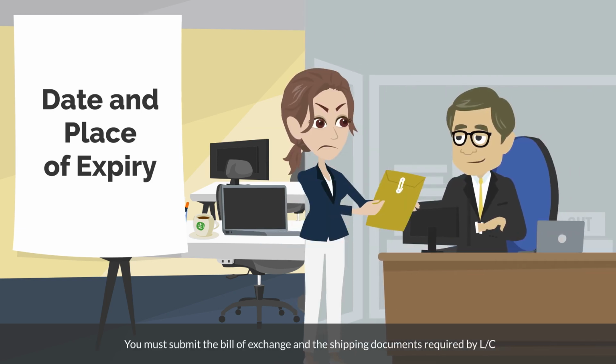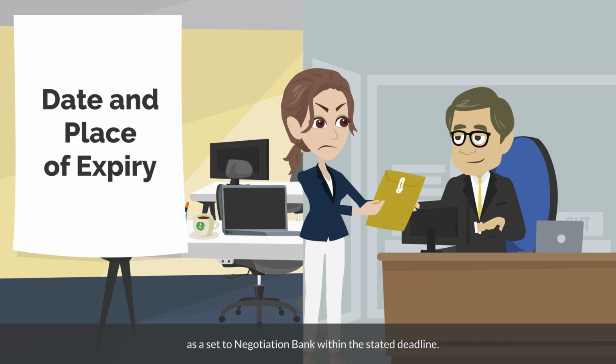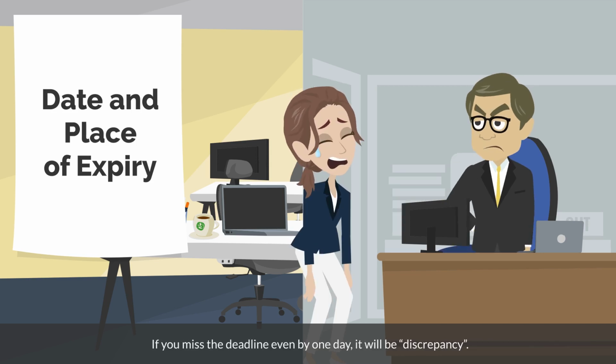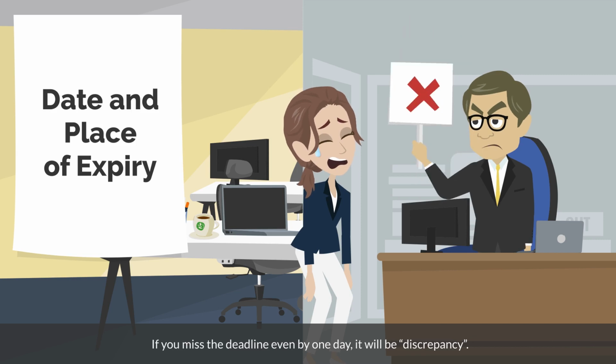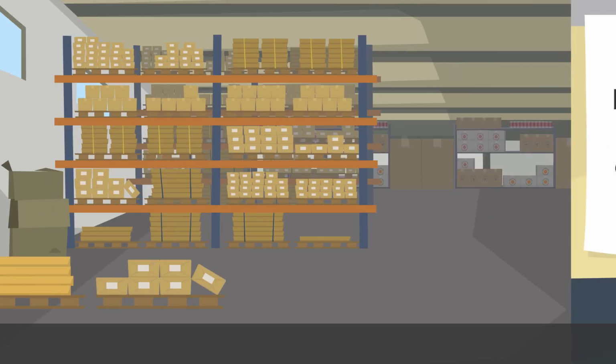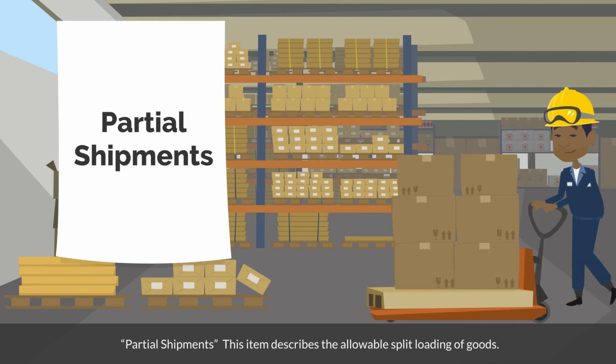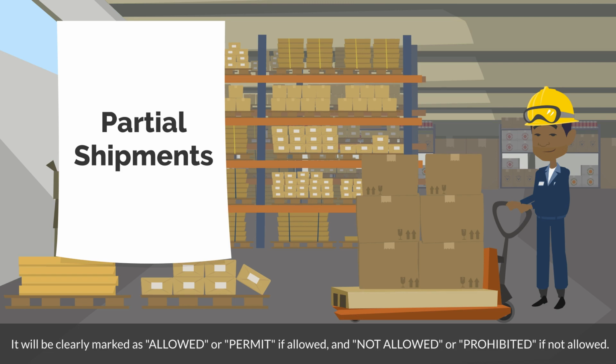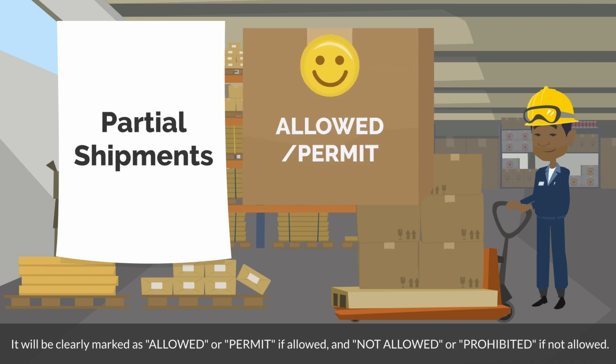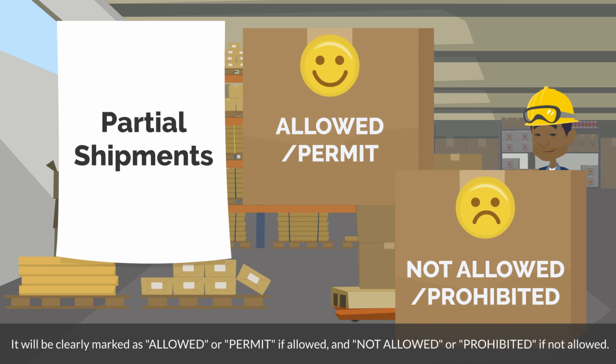You must submit the bill of exchange and the shipping documents required by the LC, as a set, to the negotiation bank within the stated deadline. If you miss the deadline even by 1 day, it will be a discrepancy. Partial shipments. This item describes the allowable split loading of goods. It will be clearly marked as allowed, or permit, if allowed, and not allowed, or prohibited, if not allowed.